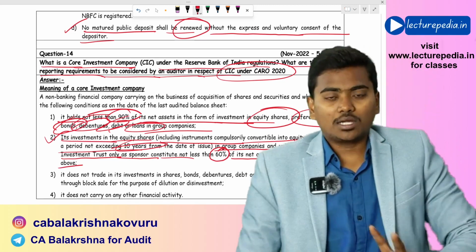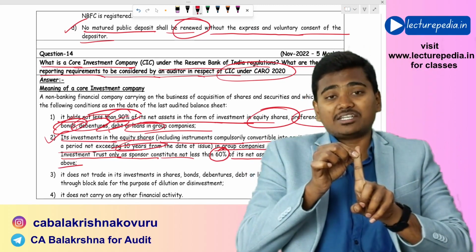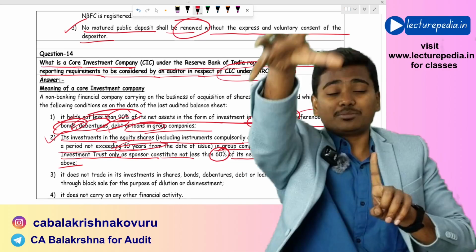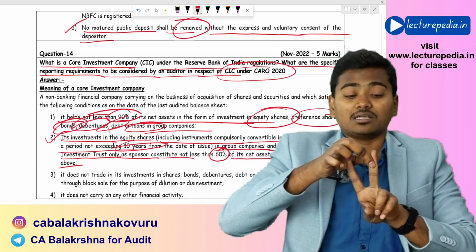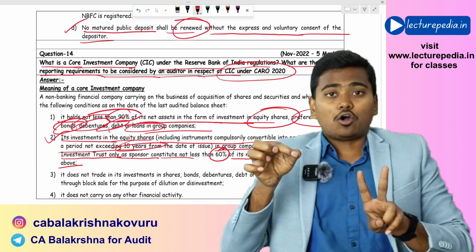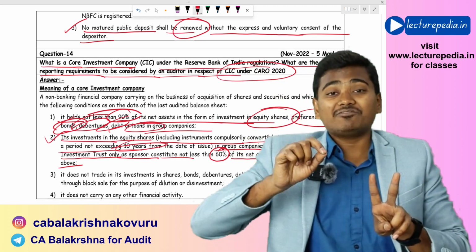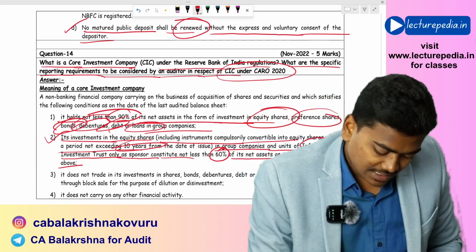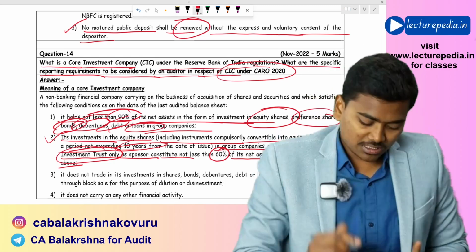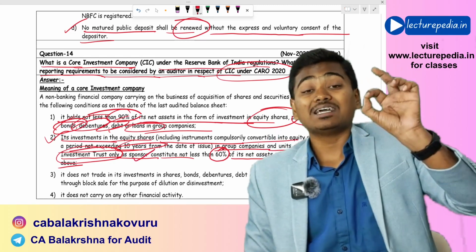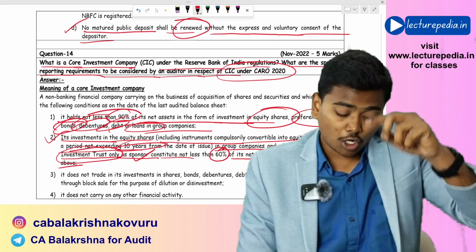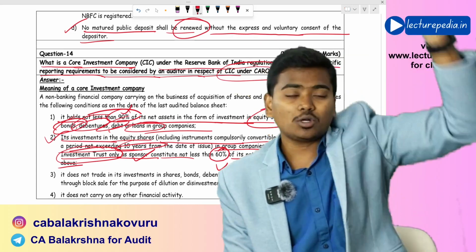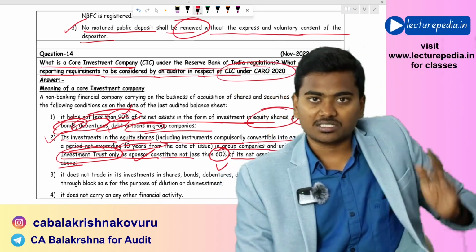Okay, there are two conditions. First one is 90% of its assets should be in the form of investments in group entities. Second condition, 60% of the net assets should be in the form of investment as equity or investment in infrastructure investment trust as a sponsor. How much should it be? 60% of net assets. Okay, not 60% of these 90% of assets, but 60% of total assets. Okay, 90%, 60%, you need to remember.